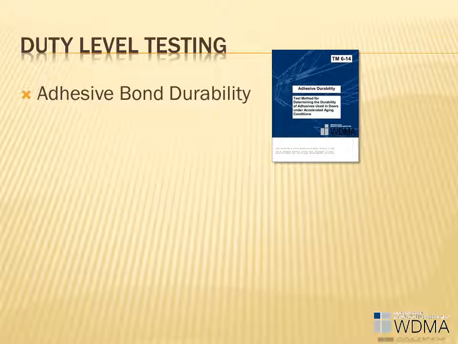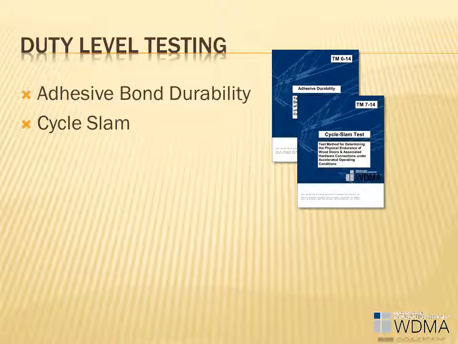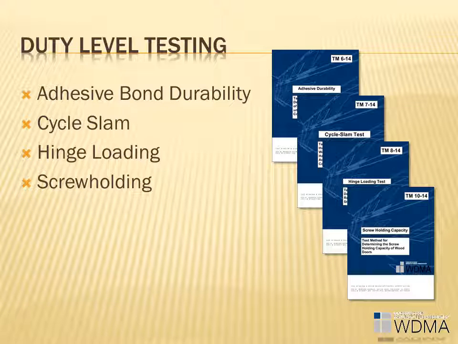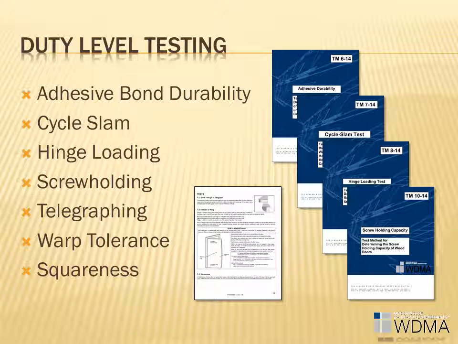Seven performance attributes and applicable test methods classify a wood stile and rail door and its construction into the various levels. These include adhesive durability, cycle slam, hinge loading, screw holding, telegraphing, warp tolerance, and squareness.